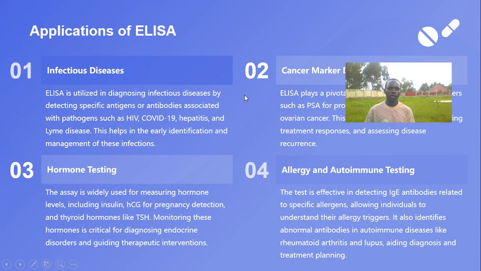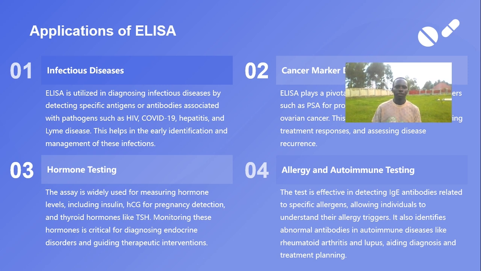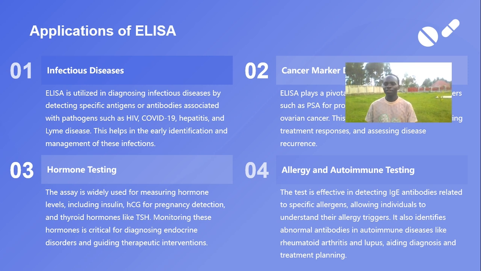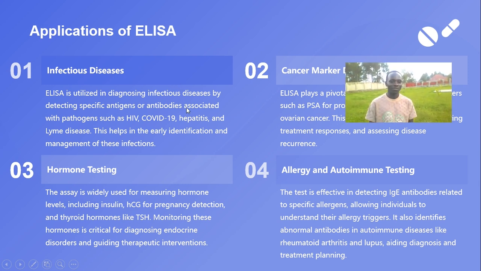So, applications of ELISA in clinical practice. Its first application is used to diagnose infectious diseases. ELISA is utilized in diagnosing infectious diseases by detecting specific antigen or antibodies associated with pathogens such as HIV, COVID-19, hepatitis, and Lyme disease. This helps in identification and management of these infections.